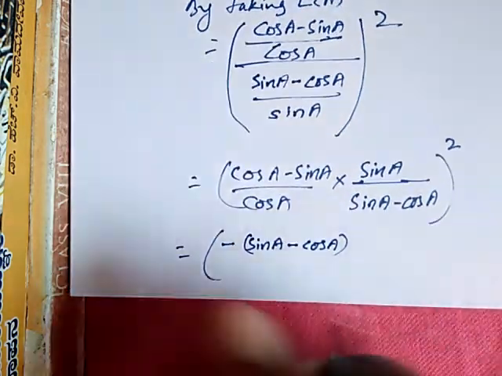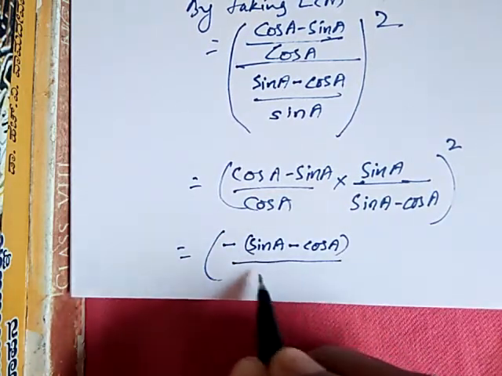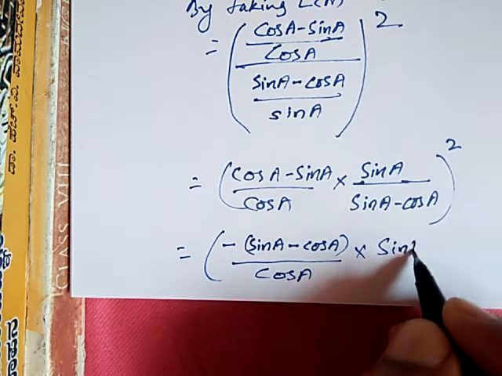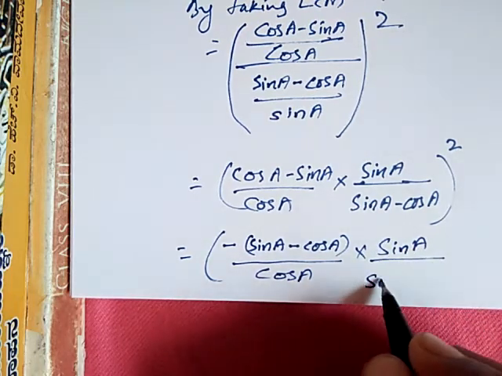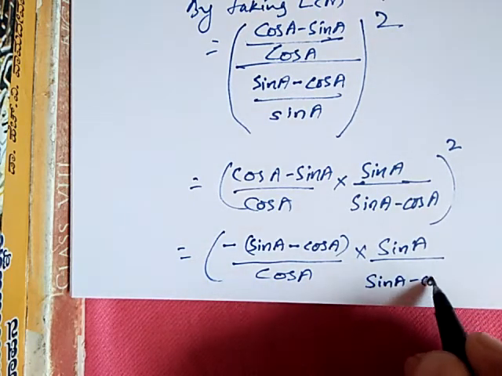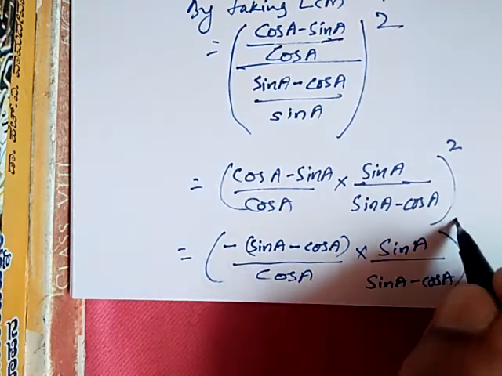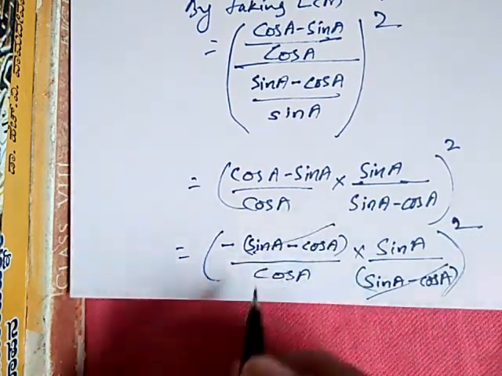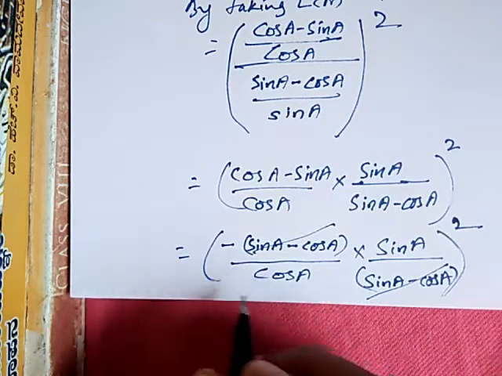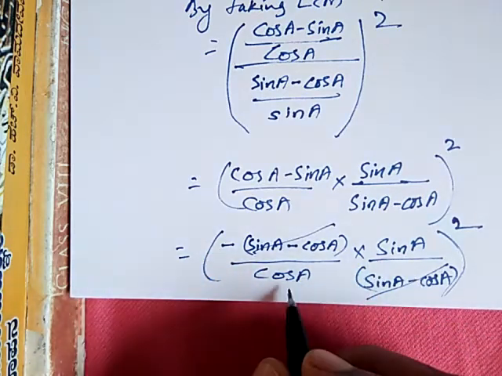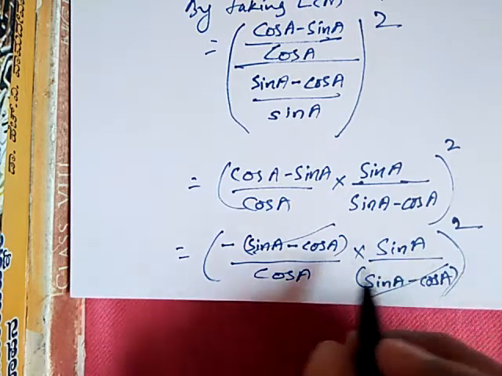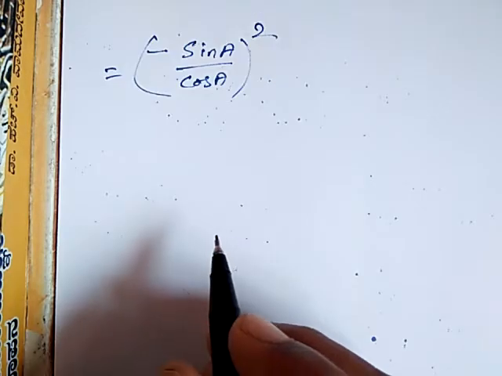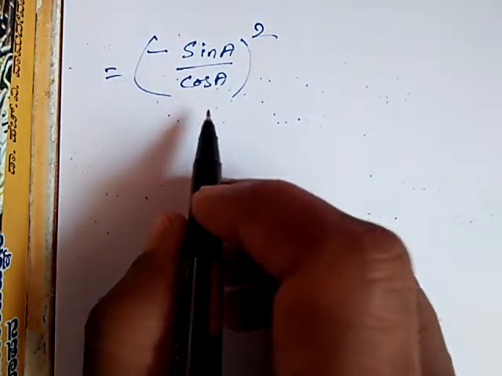Take the minus sign, so you will get it like this, divided by cos a into sin a divided by sin a minus cos a. So this will be a square. This and this get cancelled. So in the bracket, minus sin a by cos a whole square will be there. Minus into minus will be plus. After cancelling, it is remaining like this.